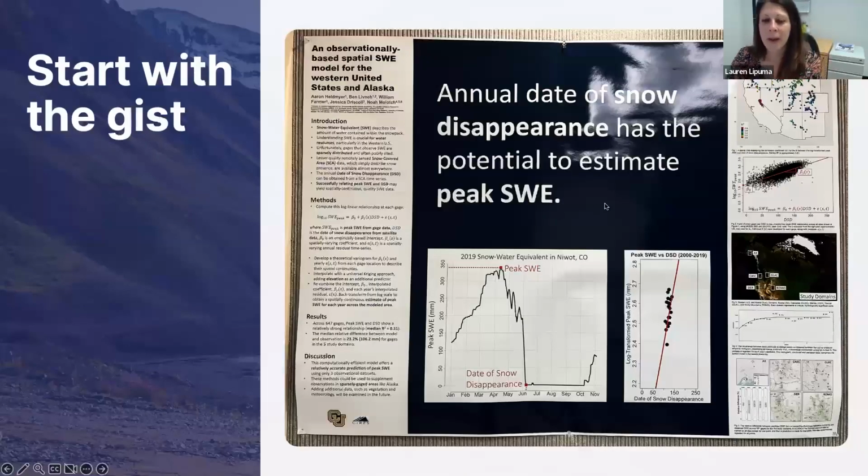And here's an example that I've seen a lot recently with poster presentations, where folks will take the gist of it and make it very large in the middle of their poster. It's kind of like the result or the implication. For example, this is a poster by some serious scientists saying their main gist is that the annual date of snow disappearance has the potential to estimate peak snow water equivalent. So you see right away, that's their finding, that's the gist of it, and then you can go in and read about their research. It just helps orient your audience.